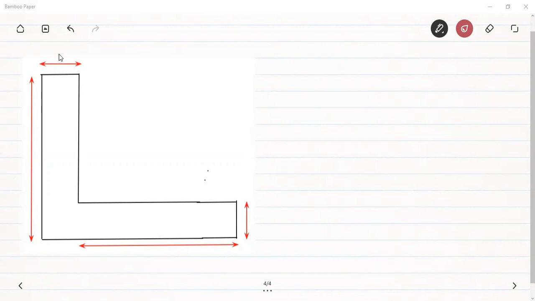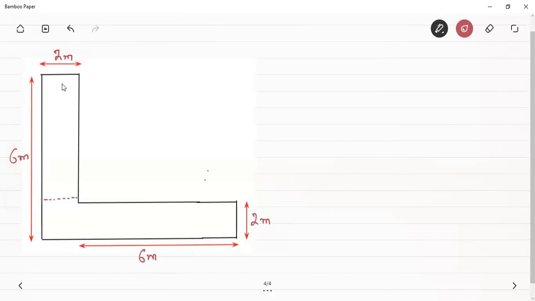So let's write the dimensions first. This is equal to 2 meters. This distance is equal to 6 meters, and this distance is equal to 2 meters, and this dimension is again equal to 6 meters. So what we can do here is break this figure into two rectangles. So the first rectangle, let me take that.